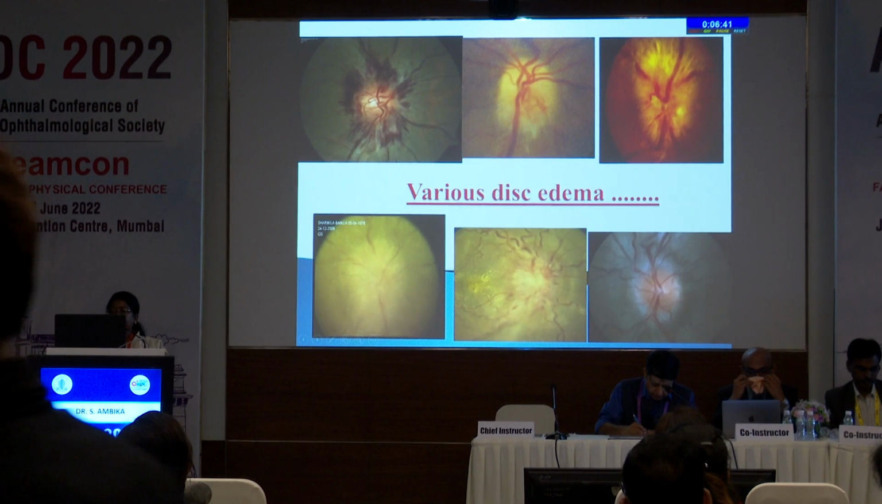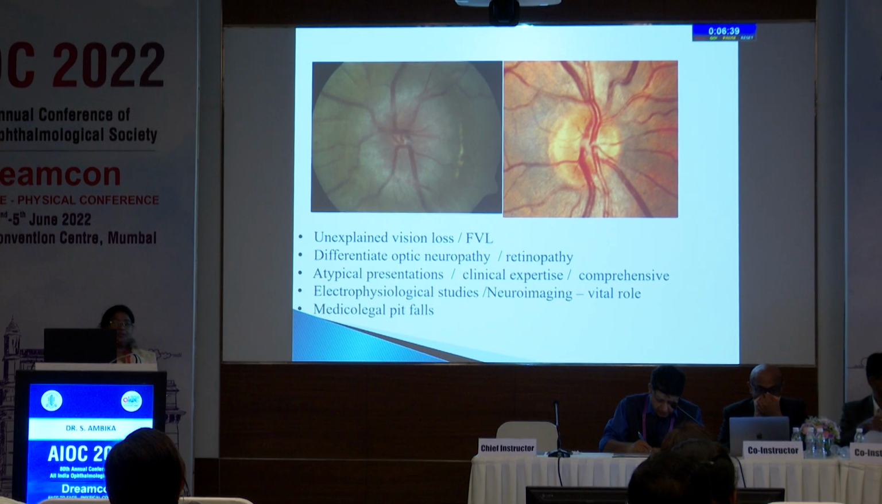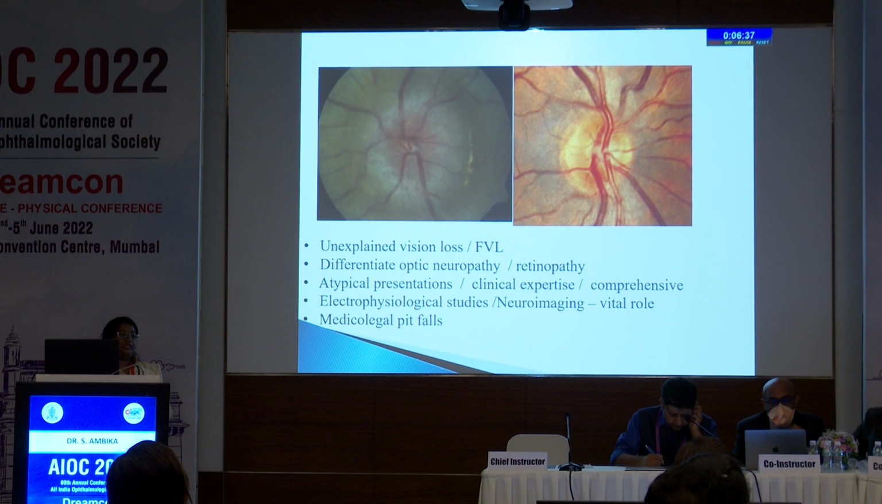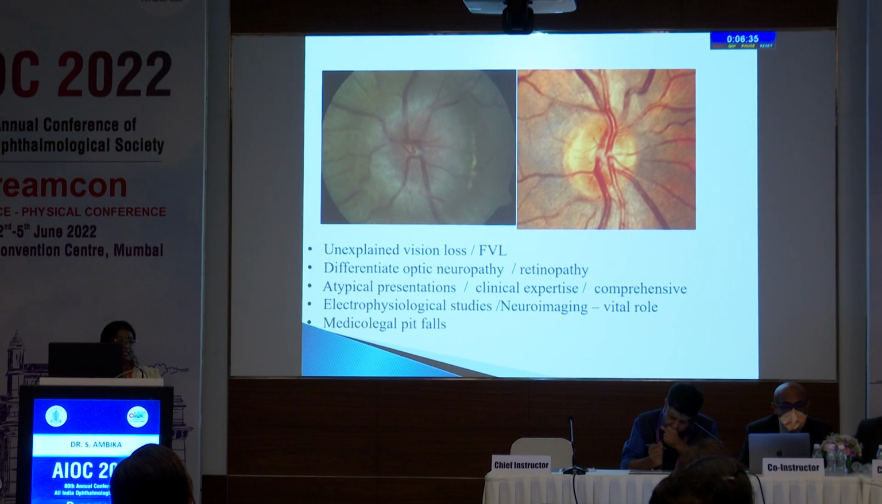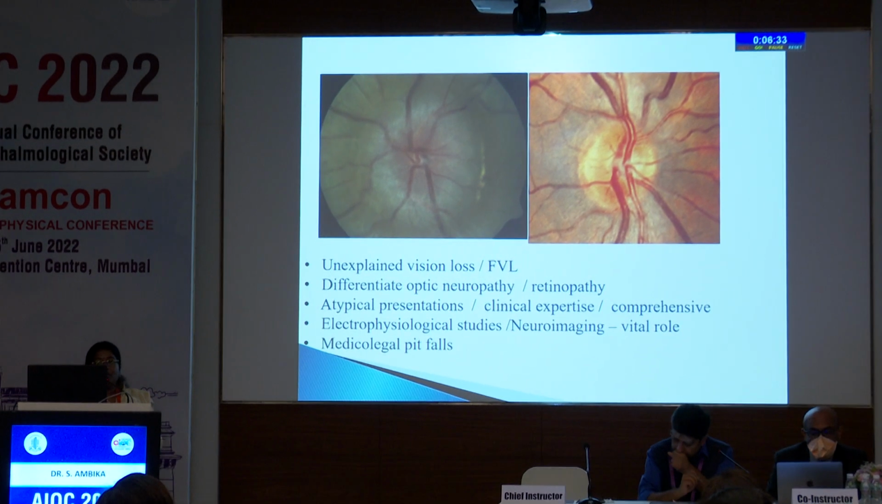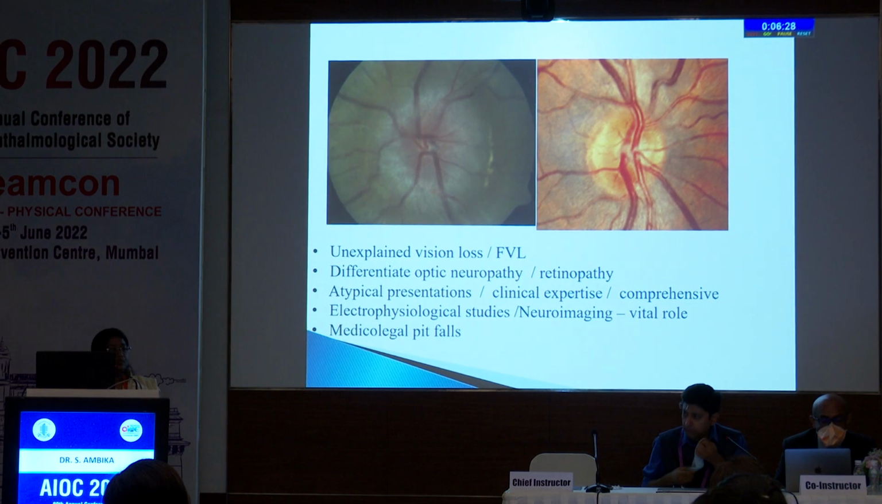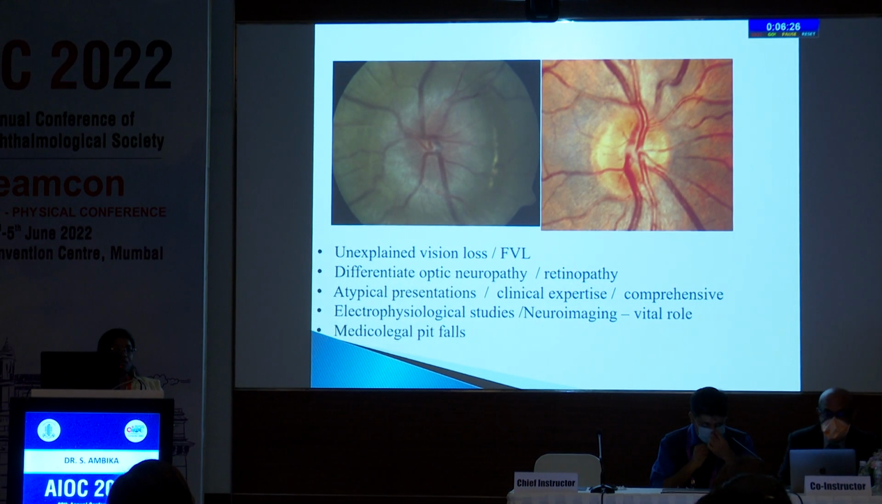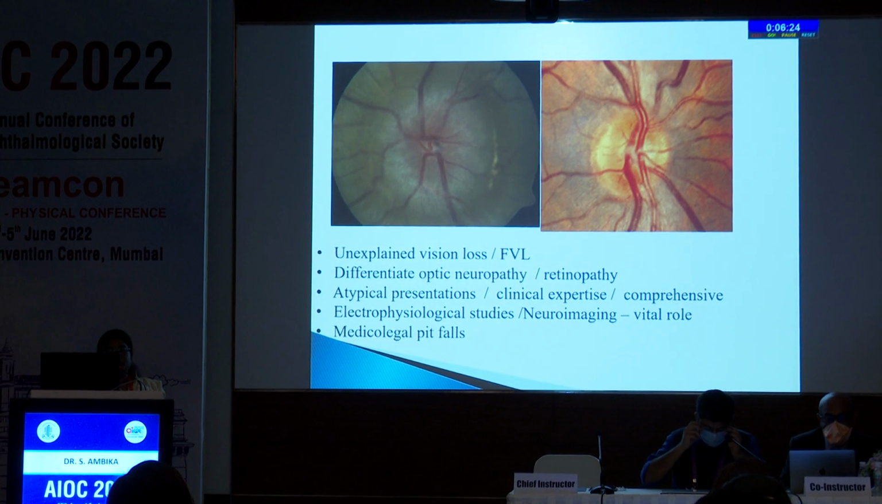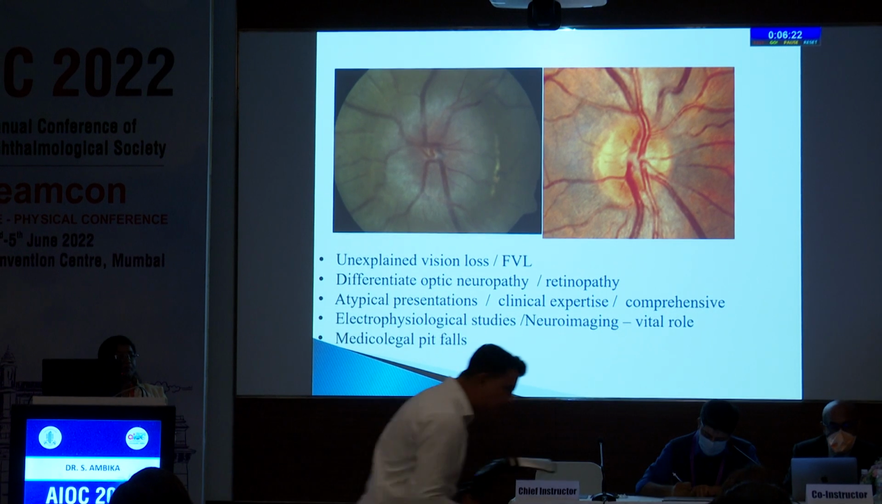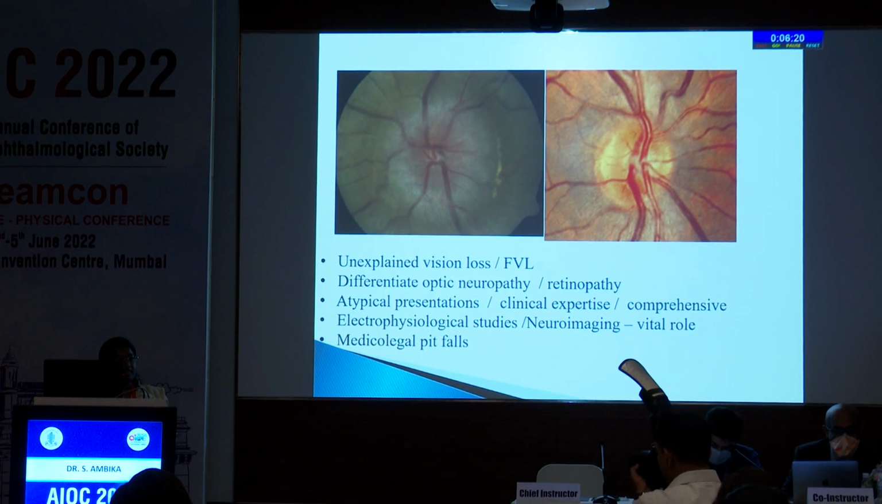Okay, so unexplained vision loss is one of the most important things you have to be very concerned about in day-to-day clinical practice, where you have to differentiate an optic neuropathy versus a retinopathy versus other comprehensive ophthalmic causes. Because of the atypical presentations, you definitely need a comprehensive evaluation and, to a certain extent, clinical expertise to decode these conditions. And we do have help from electrophysiological studies, and neuroimaging plays a vital role in pinning them down.